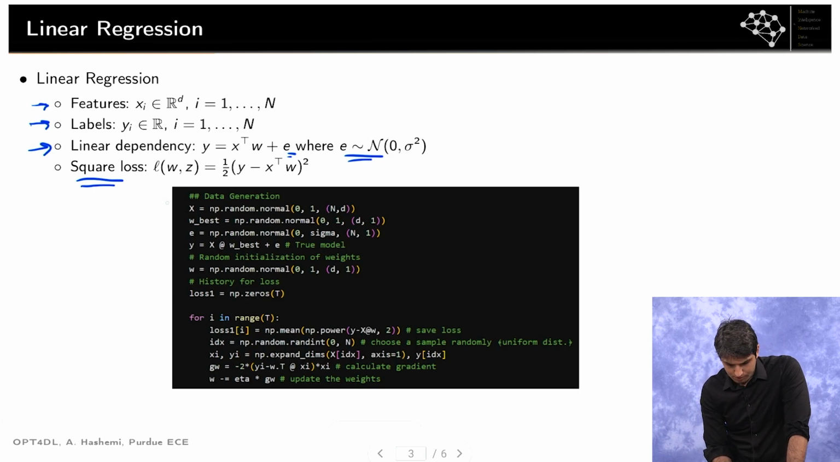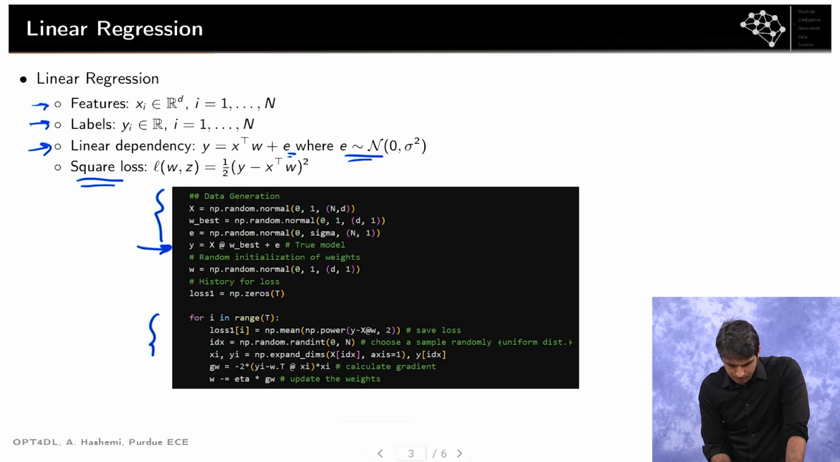In any case, in this part of the code, we are generating some data at random. That means I'm generating the features at random. I'm generating the noise at random with a certain variance, a certain power. And then I generate some true model at random as well. And from that, in this line, I'm going to generate the observations.